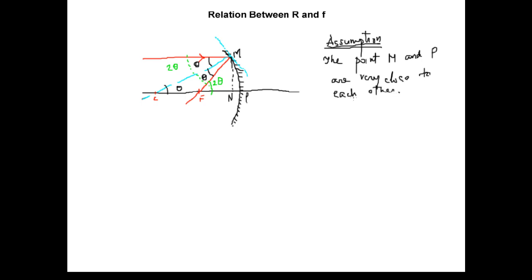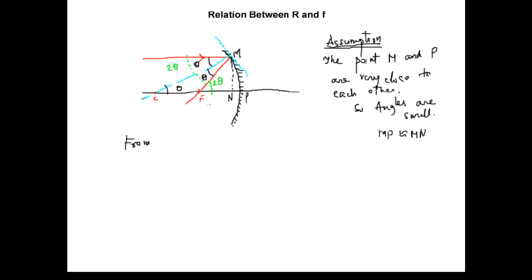So when this happens, what will happen? The angles formed are small, right? Also, the length of MP is approximately equal to MN. Keep that in mind. Now it's a very simple derivation, no need to worry.